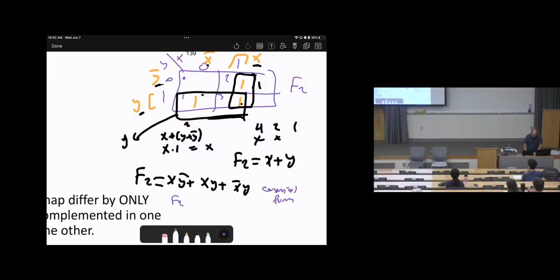While F2, after simplification, is x plus y. Then as a result, instead of using Boolean algebra, we can get F2 equals x plus y using Karnaugh maps. That's the overall idea of Karnaugh maps.